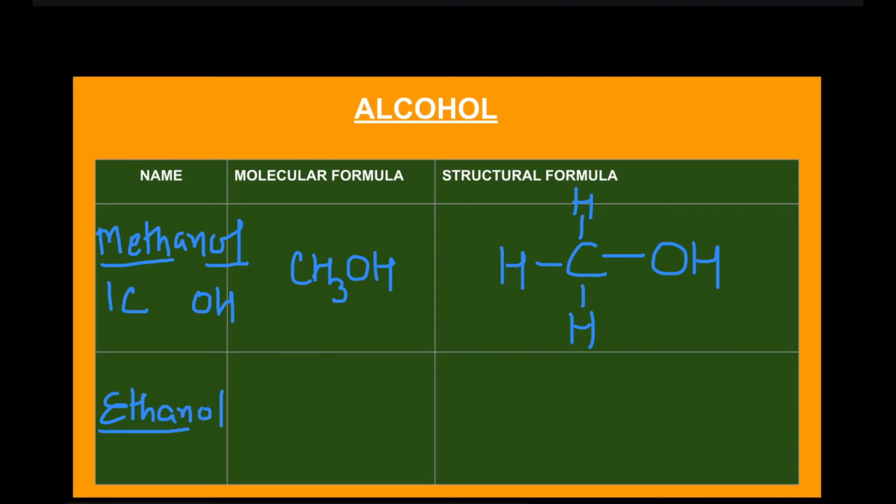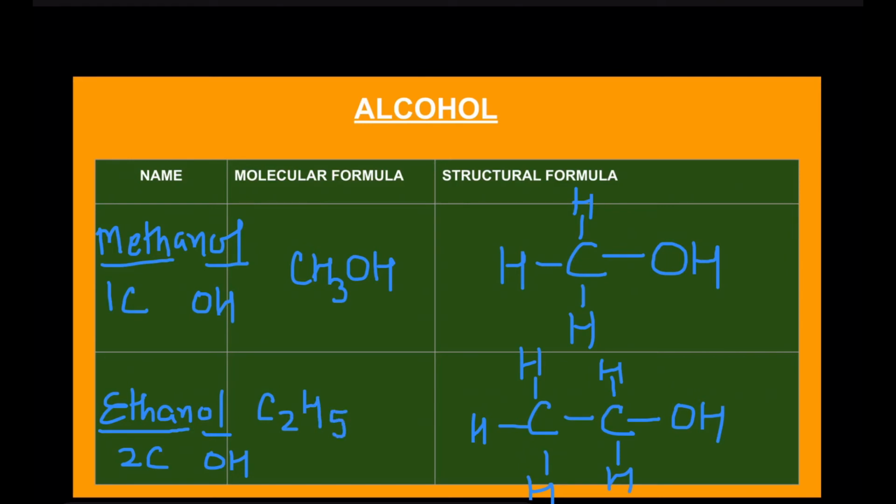The second member will be ethanol. Eth tells that there are two carbons in it. Ol tells that there is OH group. To write the structural formula, two carbons, to that OH is attached, and then hydrogens bonded to it. Molecular formula will be C2H5OH. Try to write the structure of the next two members also, that is propanol and butanol.